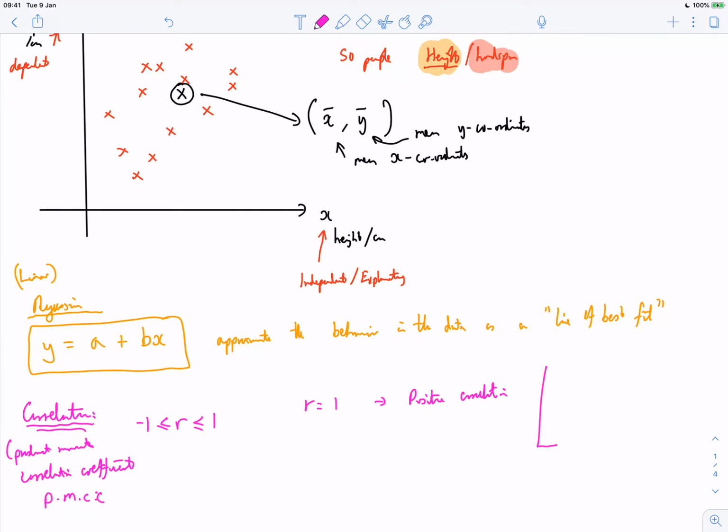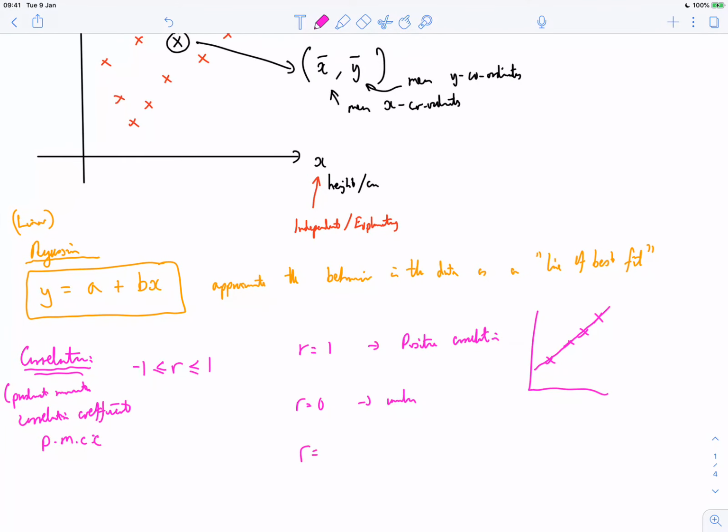So that means your data sets all lie on a nice straight line with positive slope. R equals 0 means essentially it's random, or there's no correlation. And R equals negative 1 means there's a strong negative correlation. And what would that look like as a data set? Well, that'd be a bunch of points all nicely lined up in a row with negative slope.